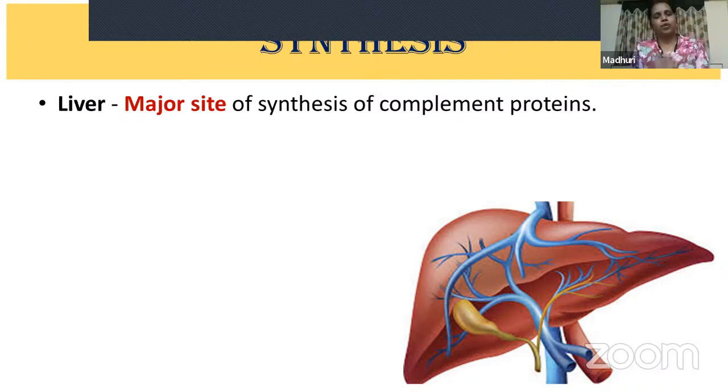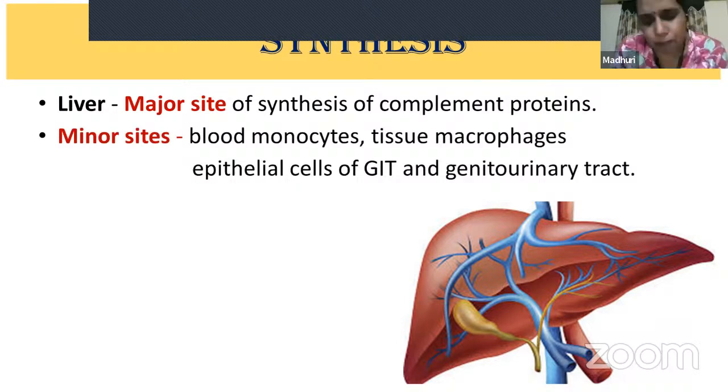Coming to the minor sites, a very little proportion of the complement can be obtained from blood monocytes, macrophages, and epithelial cells of the gastrointestinal tract and the genitourinary tract. Please mind you, this is very minor. About 5 to 6% only comes from the minor sites. So if you have to answer a question like what is the major site for the synthesis of the complement components, your answer should be liver, not the rest, right?